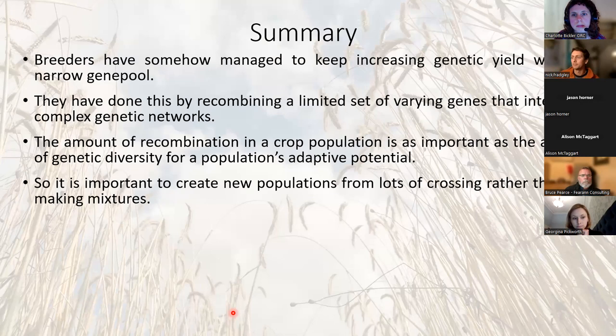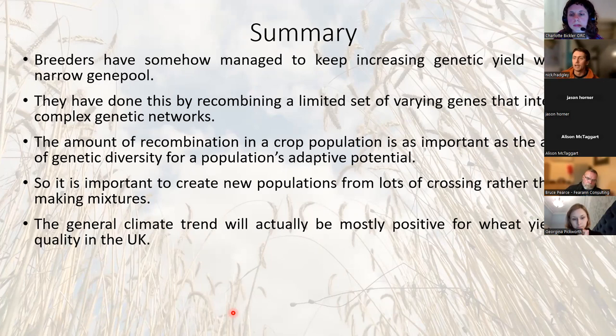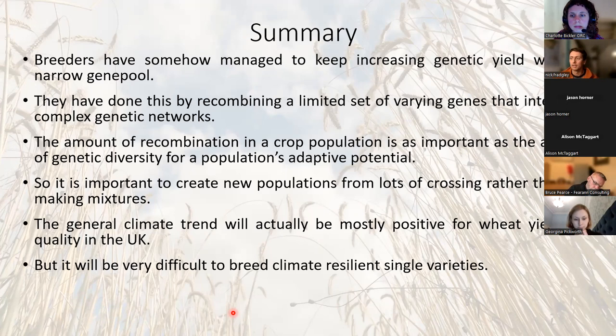So kind of more practically, I think it's important to create new populations from lots of crossing to maximize that recombination, rather than just making mixtures, which doesn't effectively create that adaptive potential. And then the general climate trend will actually be mostly positive, I think, for wheat yield and quality in the UK. But then breeding single varieties that are resilient to year-to-year variability is going to be difficult.